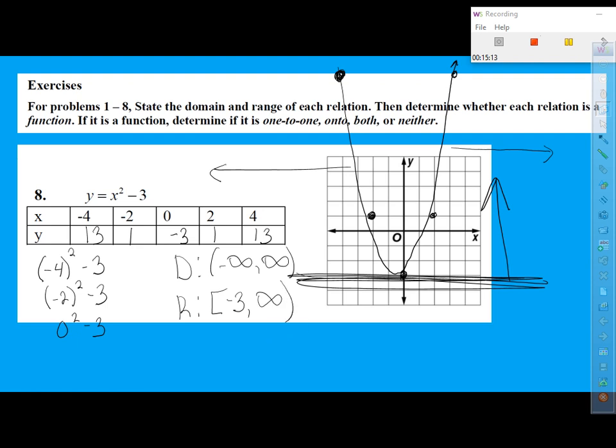It's a fancy way of saying the y values, the lowest that you're ever going to see is -3, and it's going to go up forever. So guys, just do your best on them. I'm going to clean them up again next class, so you'll see some more domain and range.